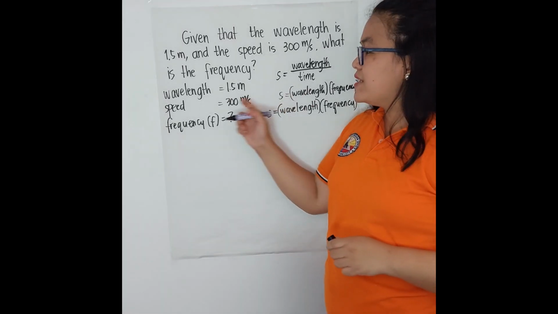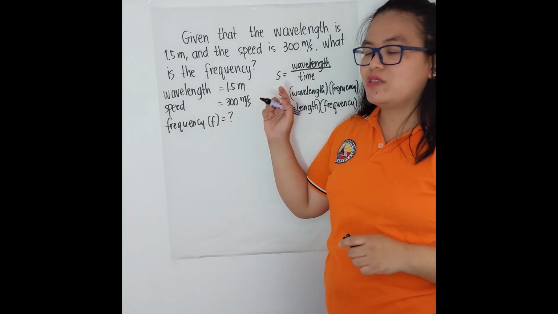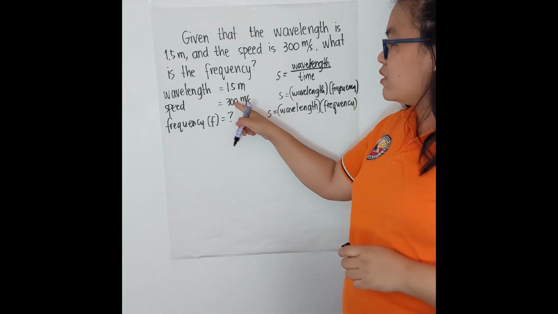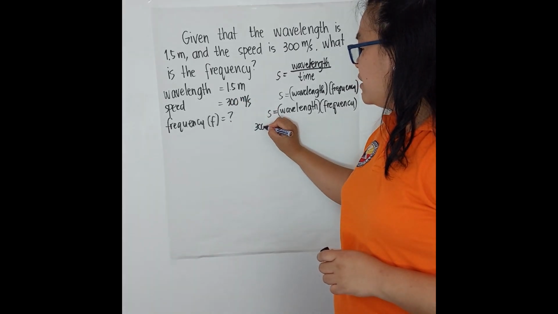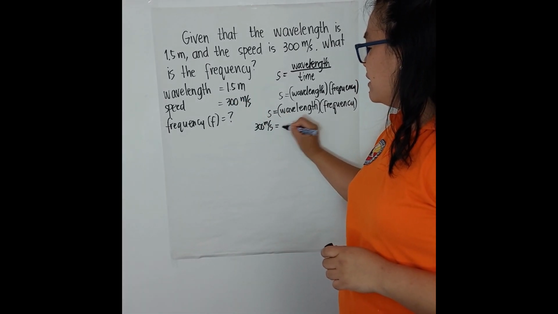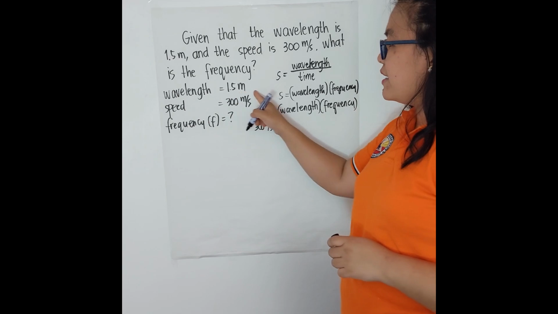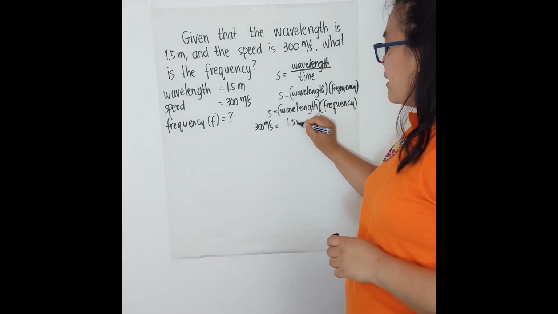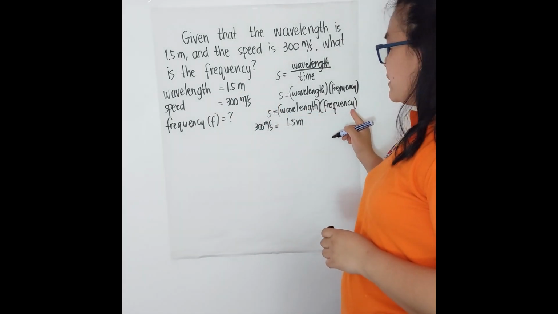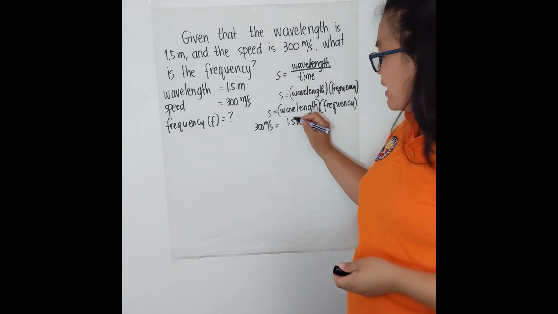Then we just need to substitute the values. What is speed? We know that it is 300 meters per second. Wavelength is 1.5 meters. And frequency, we can just write it down as F.